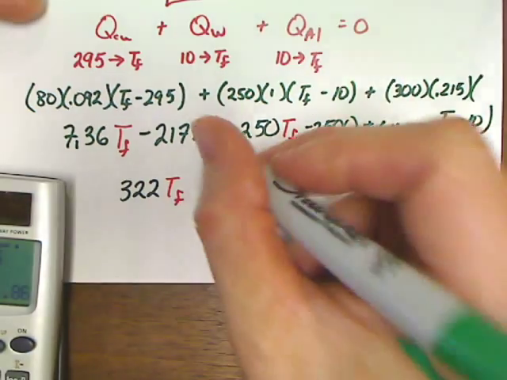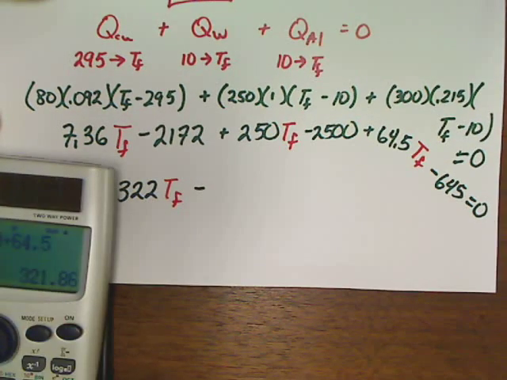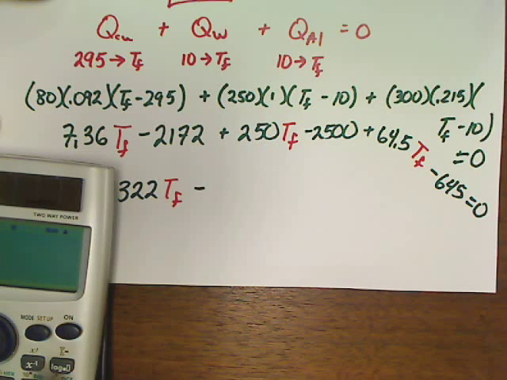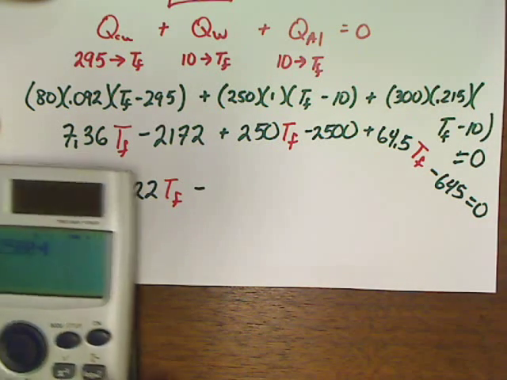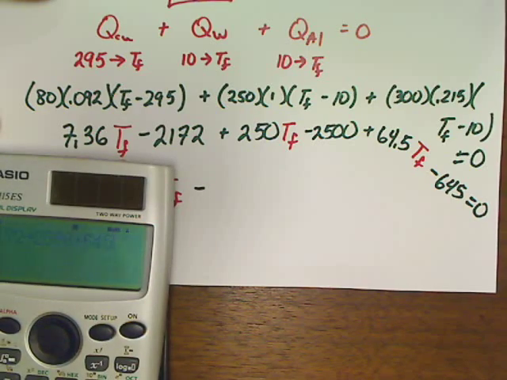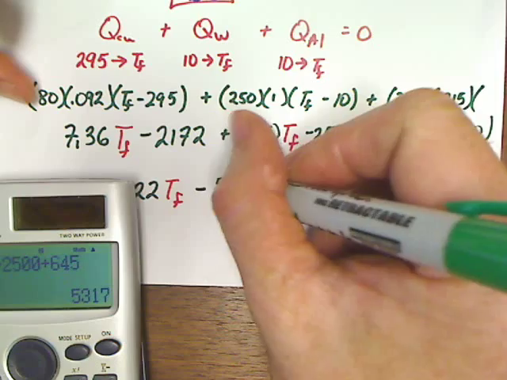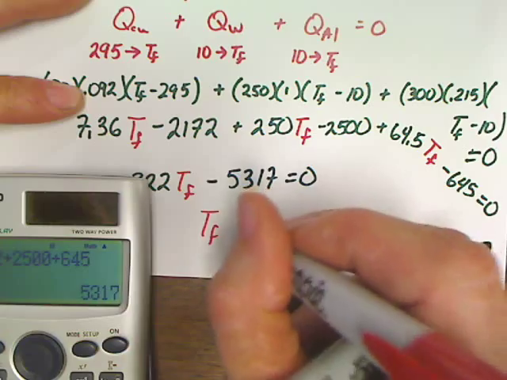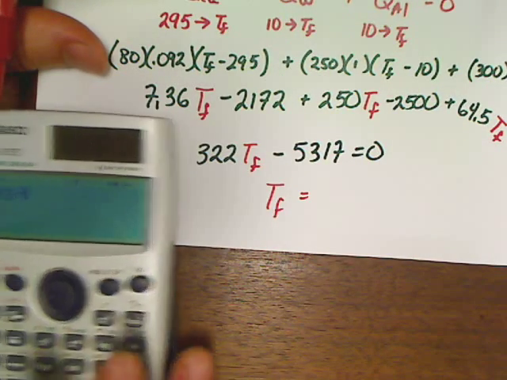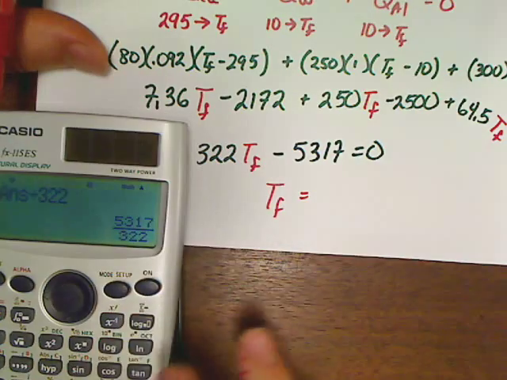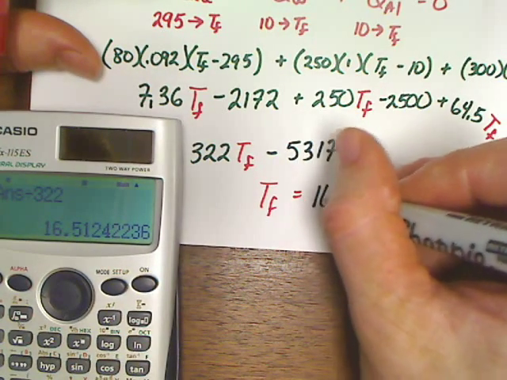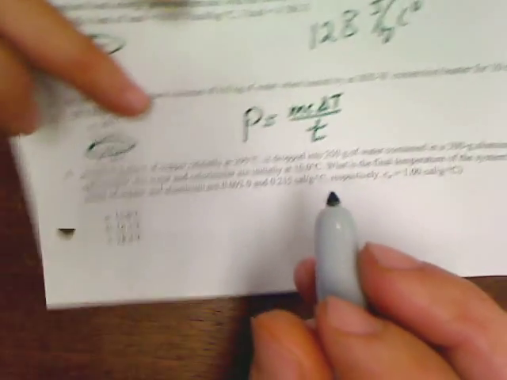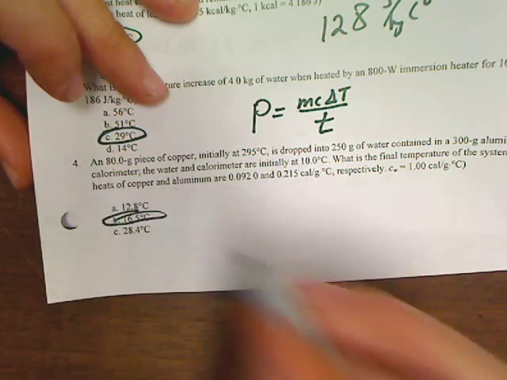TF should end up being minus something over here. So 2172, 2500, and 645. So minus 5317 equals 0. So TF then is ultimately equal to, divided by 322, and I've got a total of 16.5 degrees Celsius, which just so happens to be on the test. That is my answer to B.